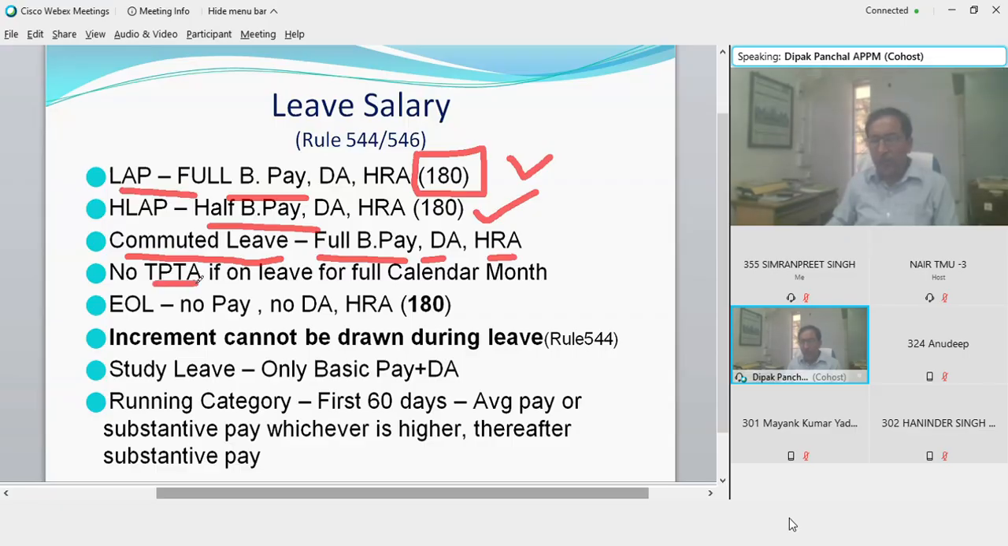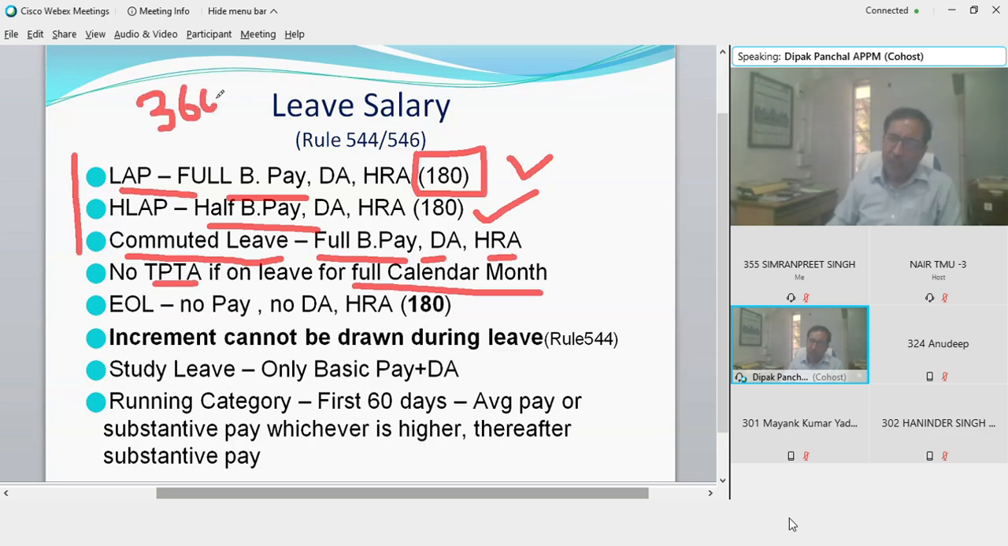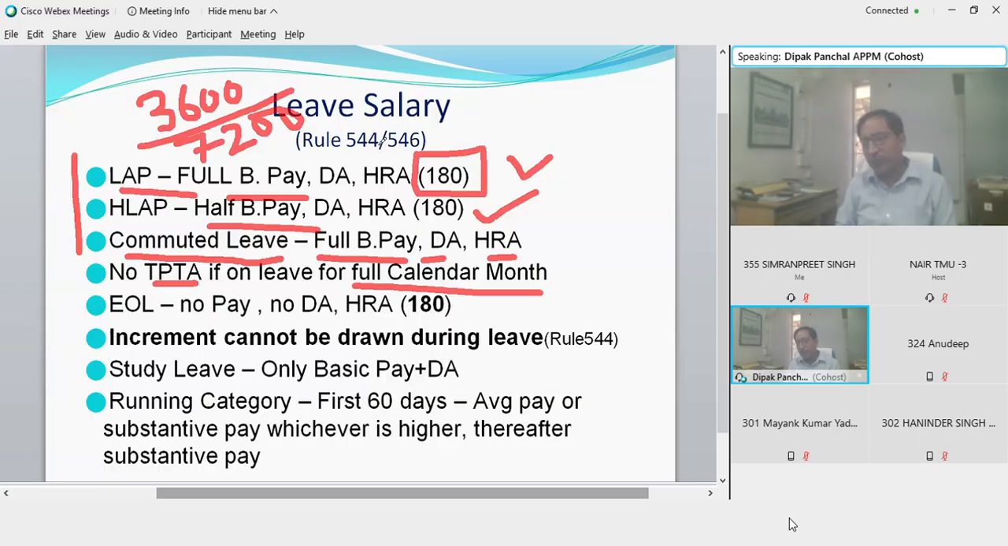Transportation allowance in any kind of leave, whatever you call it, is not admissible if an employee is not going to duty for at least a single day. That is, if an employee is absent from duty for a full calendar month, then he is not entitled to TPTA, transportation allowance. And the rate of transportation allowance is 3,600 in Baroda, and 7,200 in the metro cities. You need to note what rate of transportation allowance you are entitled to. Maybe you are in Sikandrabad or Nasik or Pune. I think Pune it is 7,200.